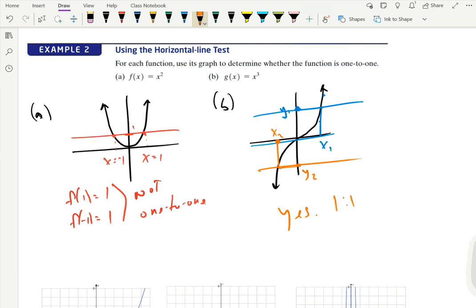Another way to write that, instead of writing it out in words, is we can use symbols. We can write the number 1 with a colon and another 1. That's another way to write this. So for every one y value, there's only one corresponding x value.